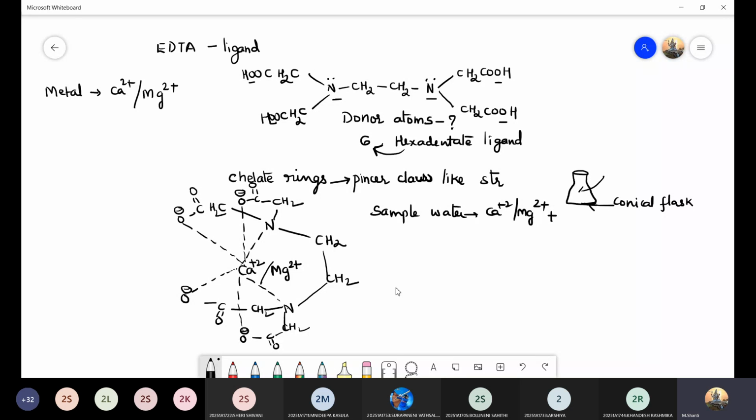To this sample water, maybe 20 ml will be taken, you're going to add an indicator, that is EBT, Eriochrome Black T. I'll just elaborate here. This is the indicator.